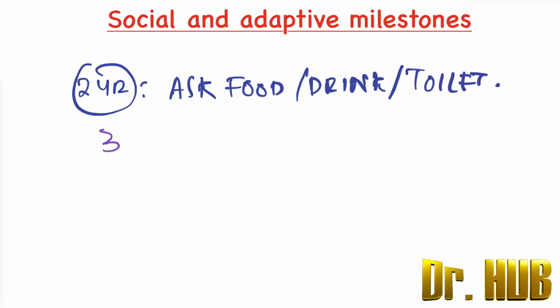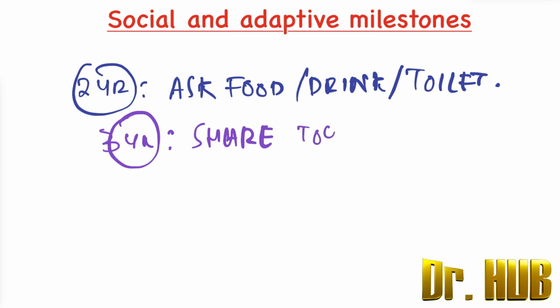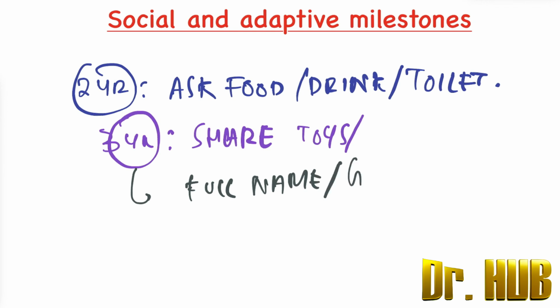Now moving on to year 3. In year 3, they share toys. So sharing toys takes place in year 3, and the child is able to know the full name. So the full name is known by age 3, as well as the gender.